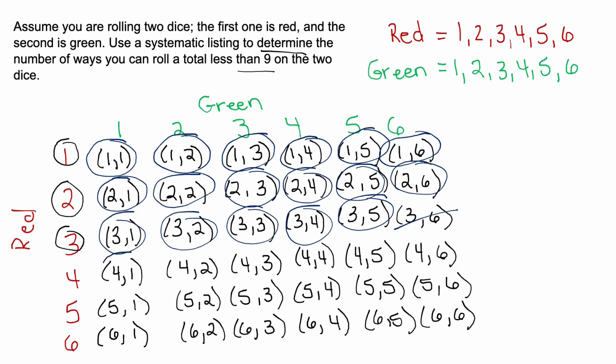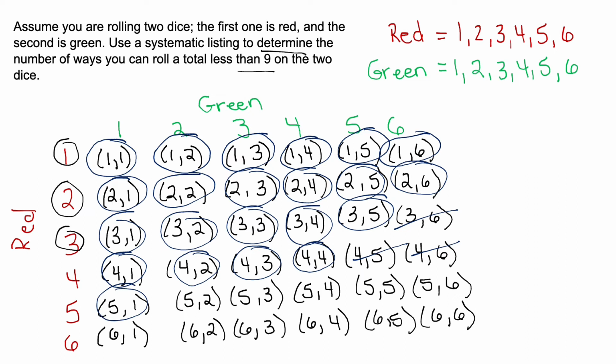4 plus 1 is 5. That's less than 9. 4 plus 2 is 6. 4 plus 3 is 7. 4 plus 4 is 8. 4 plus 5 is 9. And 4 plus 6 is 10. So I'm not going to include those.